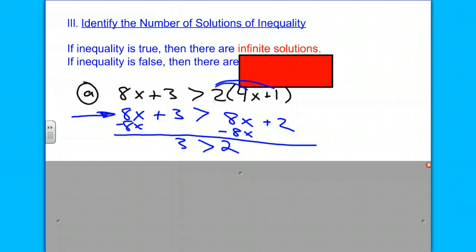And let's try negative 1 to make this easy. Plugging in negative 1 here, we have negative 8. Negative 8 plus 3 is? Negative 5. And negative 8 plus 2 is? Oh, I'm looking over here at the right side. Negative 8 plus 2 is negative 6. Is this still true? Is negative 5 greater than negative 6?